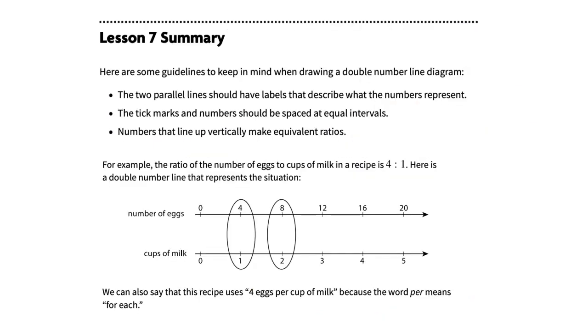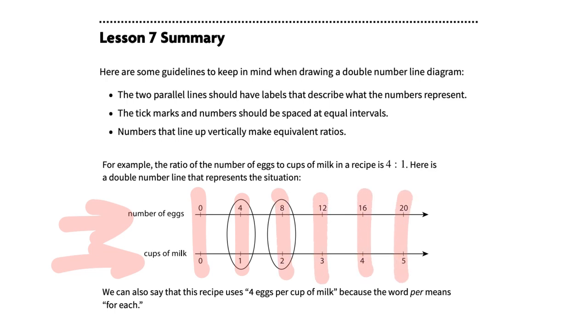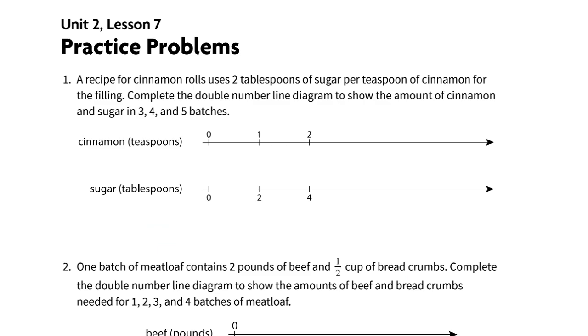So our brief summary for this lesson is the idea that these double number lines are giving us a collection of equivalent ratios. So if you know the number of eggs, you can simply look up the cups of milk that you need in order to have a recipe that tastes the same. And so let's do a bunch of practice problems, because this is the practice section for lesson 7.